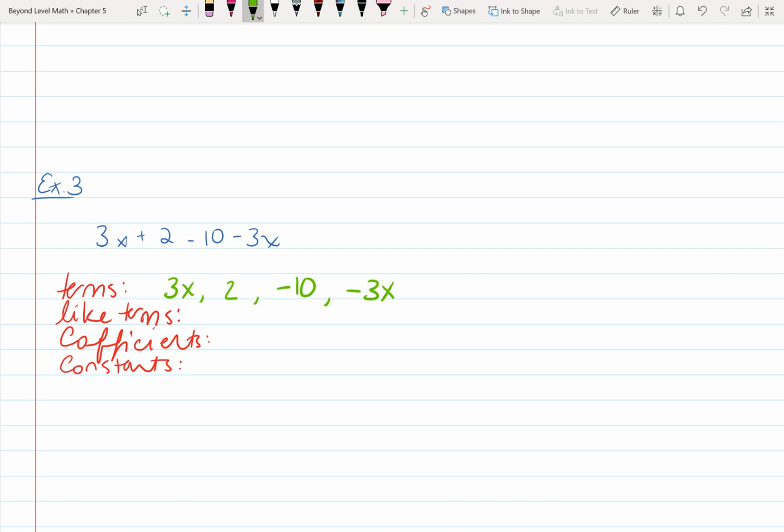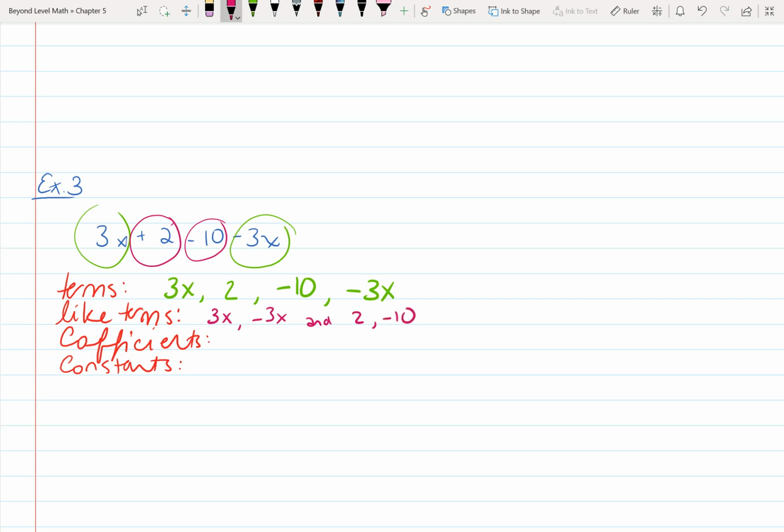Alright, these like terms, we've got the 3x and this negative 3x. And then we've got constants as well, right? This positive 2 and this negative 10. So using your colors, I definitely think labeling those would be beneficial. So 3x and negative 3x, and 2, negative 10.